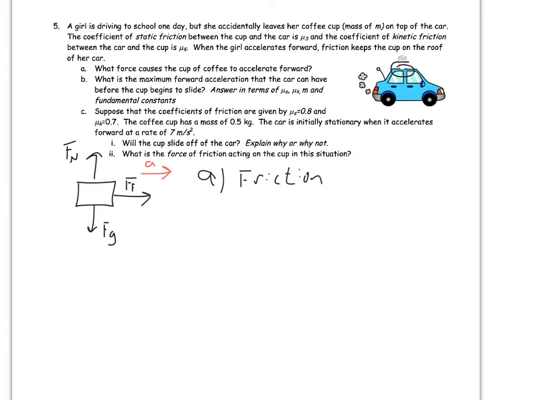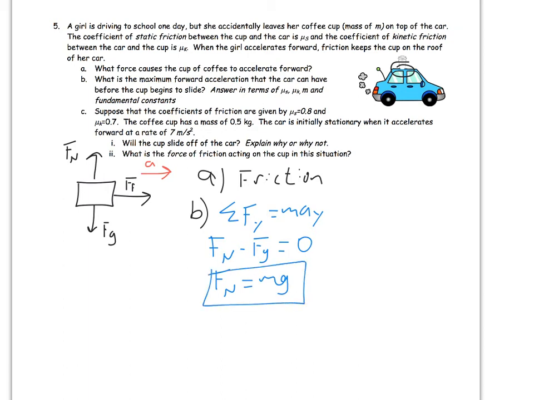Moving on to part B, we want to know what is the maximum possible acceleration that we can have before the cup begins to slide. So for that, we're going to set up our max and may. In the y direction, we have the normal force minus the force of gravity. That's equal to 0 because we have no vertical acceleration. So like many other problems before, our normal force equals mg. I never get in the habit, though, of assuming it's equal to mg unless I can show it with my F equals ma. For the x direction, sum of the forces in the x equals max.